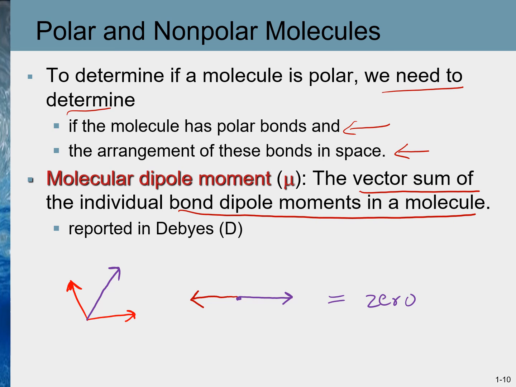So this is the meaning of vector sum of individual bond dipole moments. We will see later on that in case of molecules, if we have multiple polar bonds, in some cases the dipole moment will cancel each other out depending on the shape of the molecule. In other cases it will enhance or will not get cancelled. So the molecules in which the polar dipole moments cancel each other out will become nonpolar even though they possess polar bonds.